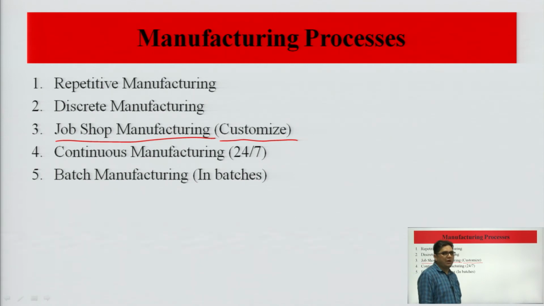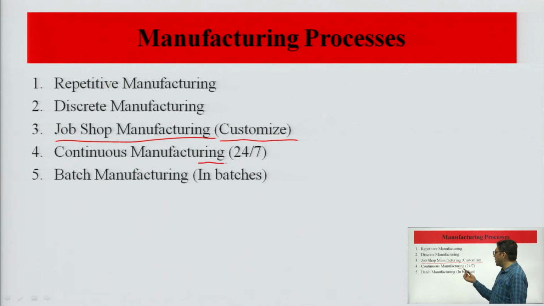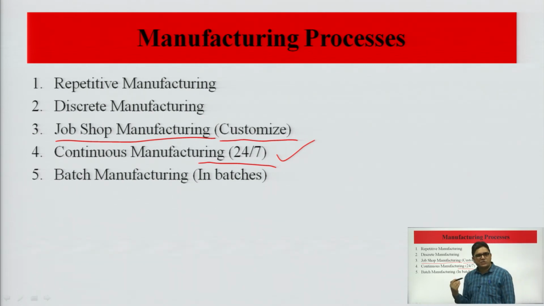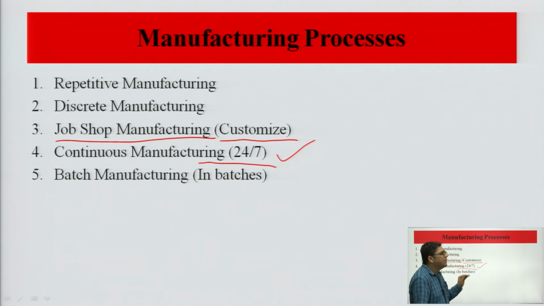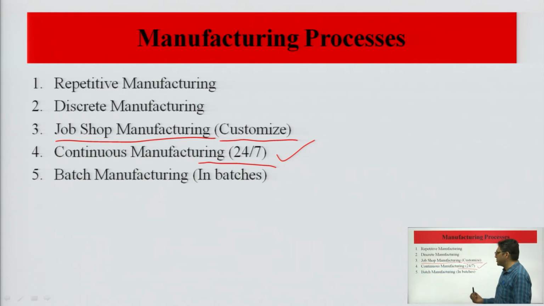Next, it is about continuous manufacturing. In continuous manufacturing, what happens? Your manufacturing process will be continuous. What is the difference between this and repetitive? Here the process is 24/7 continuous, you are in the process of manufacturing, but in the continuous process, gases and liquid things are what we are refining or processing.